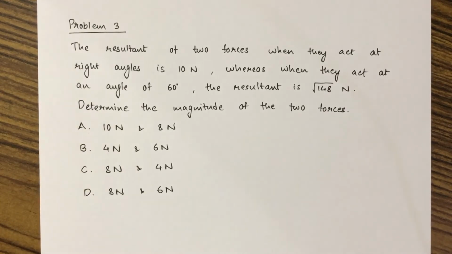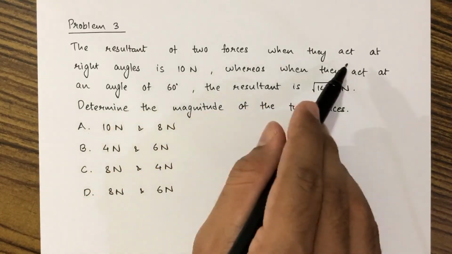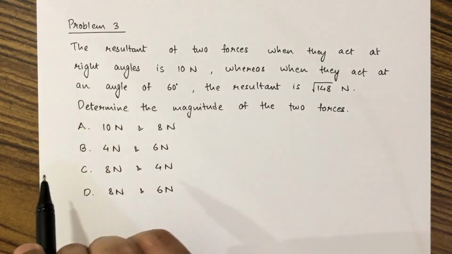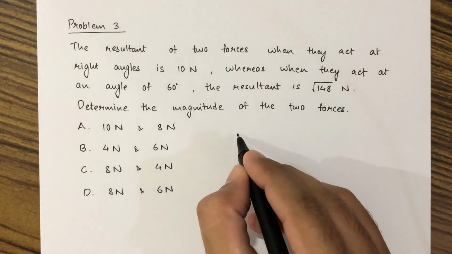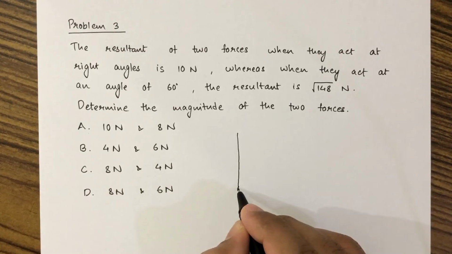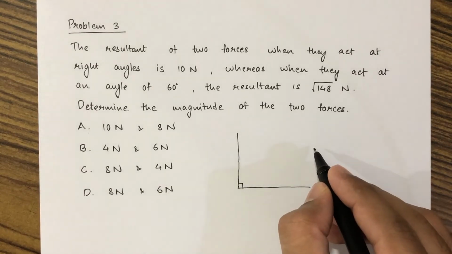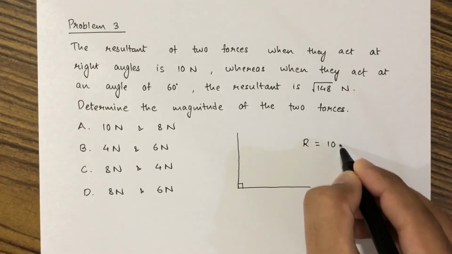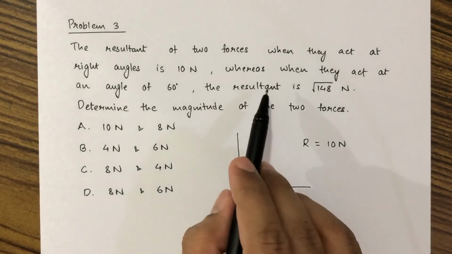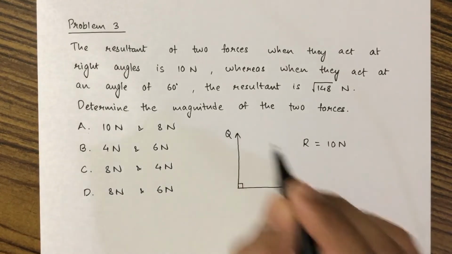Let us solve one more numerical. The resultant of two forces when they act at right angles is 10 Newton. Means there are two forces, they are acting at right angles to each other, and the resultant is given as 10 Newton. Let us say these two forces are force P and force Q.